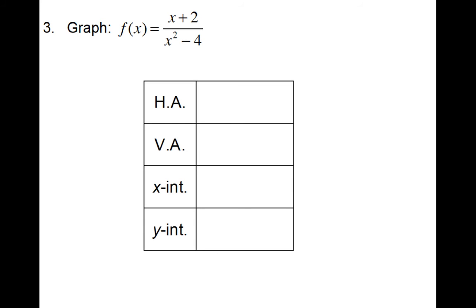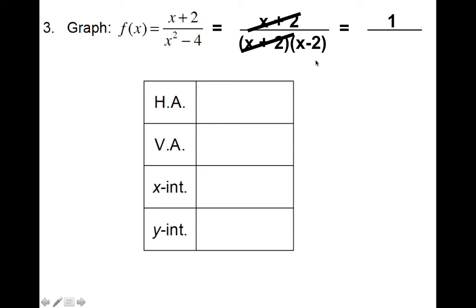Number 3, to find the horizontal asymptote, you look at the exponents. But notice, for example, here, you can actually factor this denominator. So we're going to do that. If you t-chart this, you're going to get x and x, a +2 and a -2. So this is going to become x plus 2 on top. Then this is an x plus 2, x minus 2 on the bottom. You should notice that the x plus 2's cancel, leaving me with 1 over x minus 2.